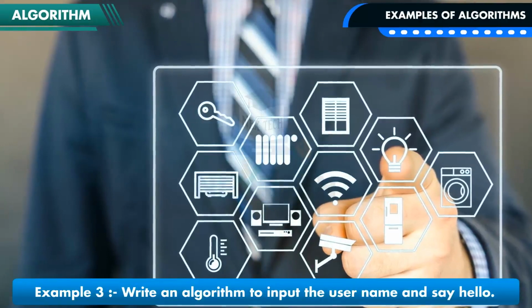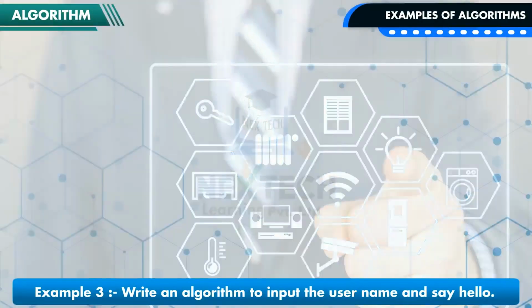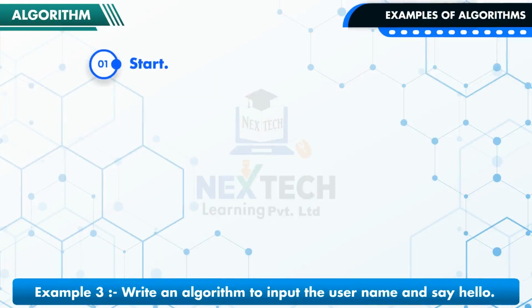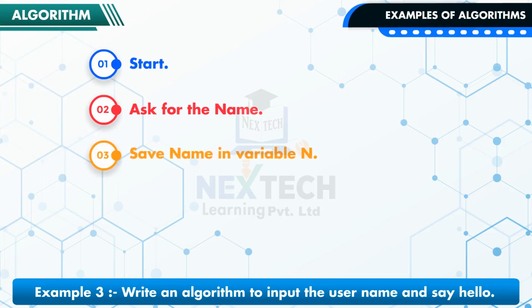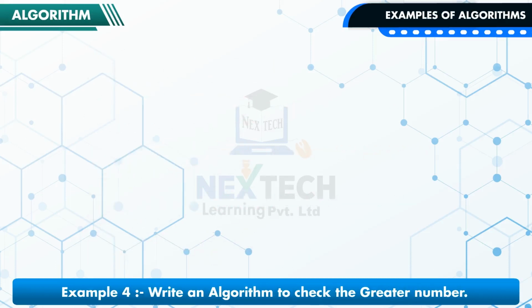Example 3. Write an algorithm to input the username and say hello. Step 1. Start. Step 2. Ask for the name. Step 3. Save name in variable n. Step 4. Display hello n. Step 5. Stop. Let us learn some more complex examples of the algorithm.